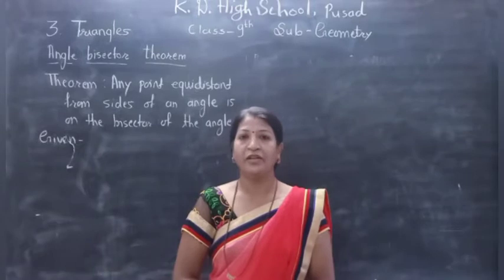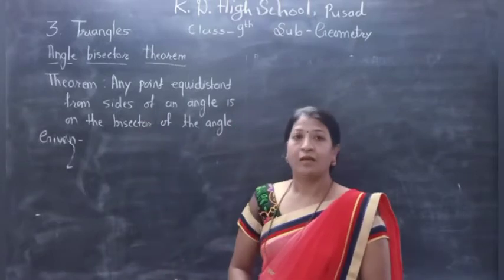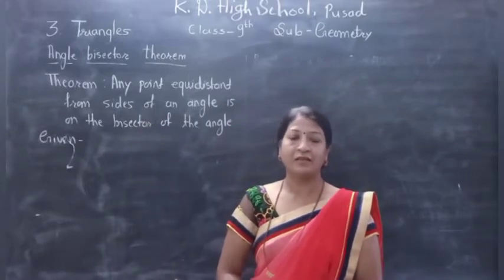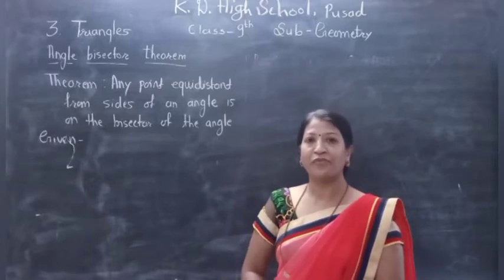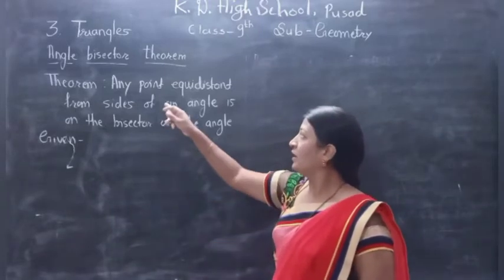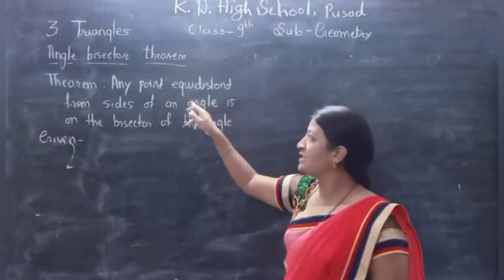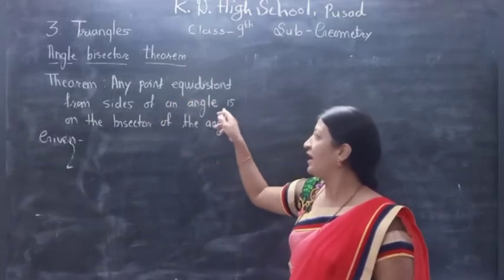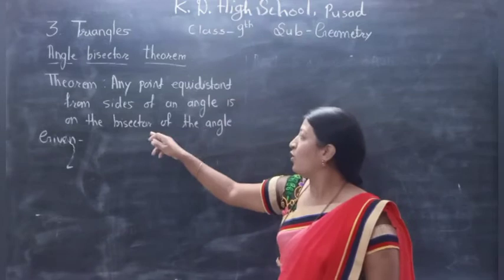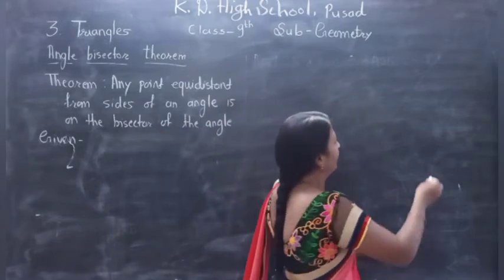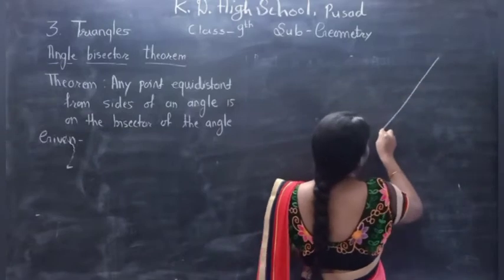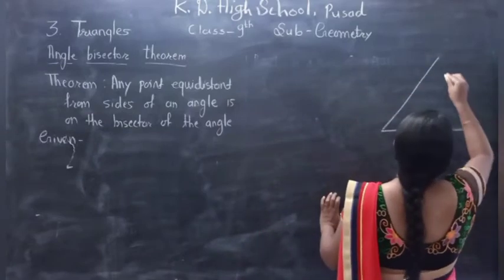Now let us continue, that is converse of angle bisector theorem, part 2. What is the statement of this converse of angle bisector theorem? Any point equidistant from the sides of an angle is on the bisector of the angle. Okay, here we draw angle PQR.